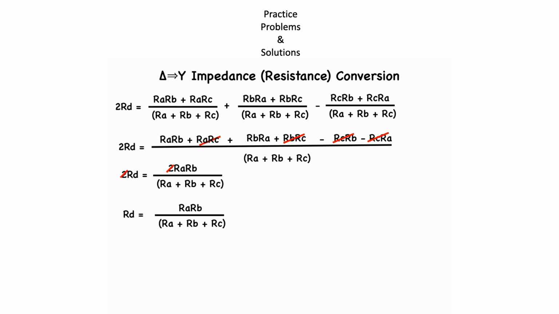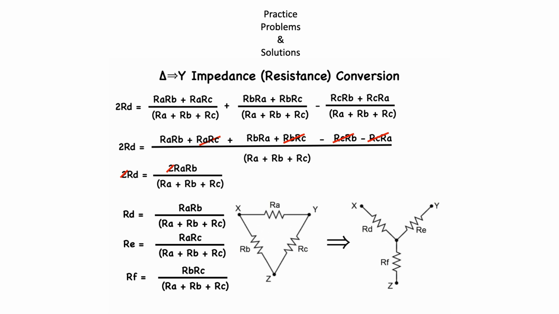We could go through the similar process and obtain RE, which is going to be equal to RA/RC divided by RA plus RB plus RC, and RF is going to be equal to RB/RC divided by RA plus RB plus RC. This allows us to convert a delta to a Y configuration.